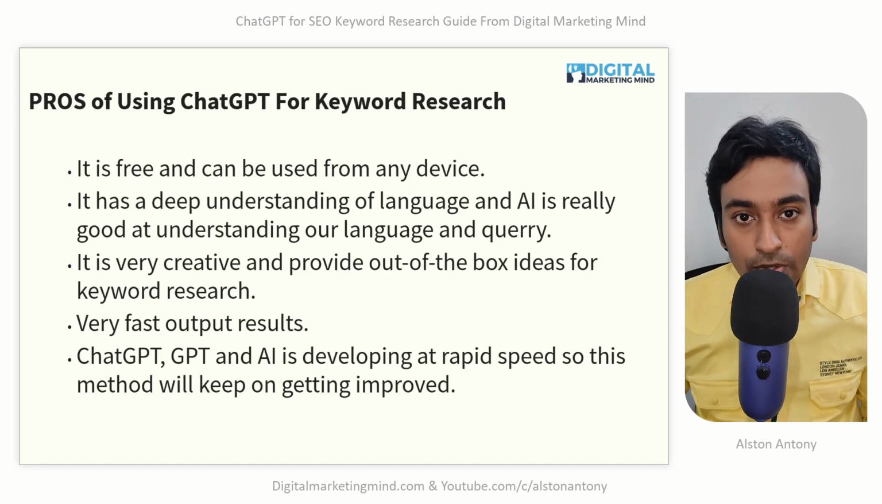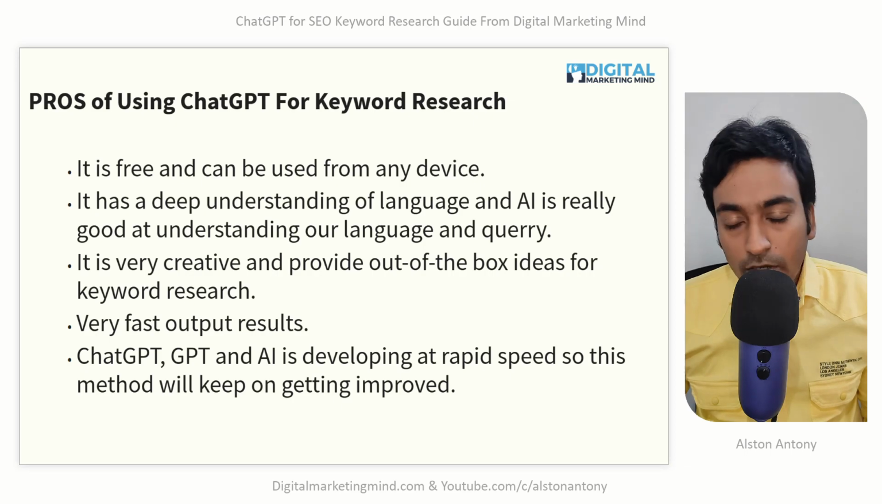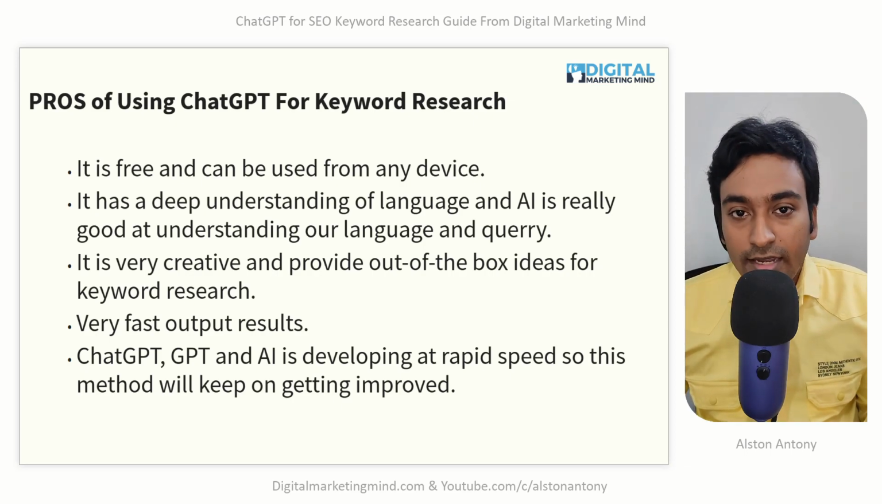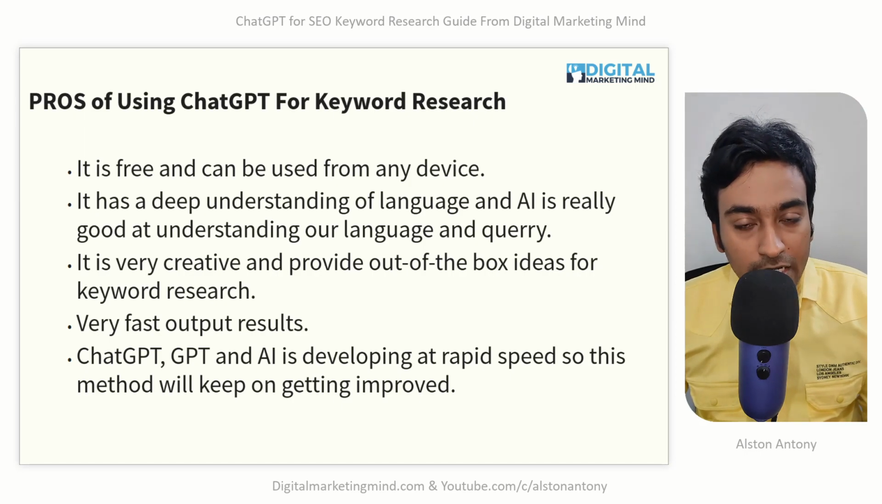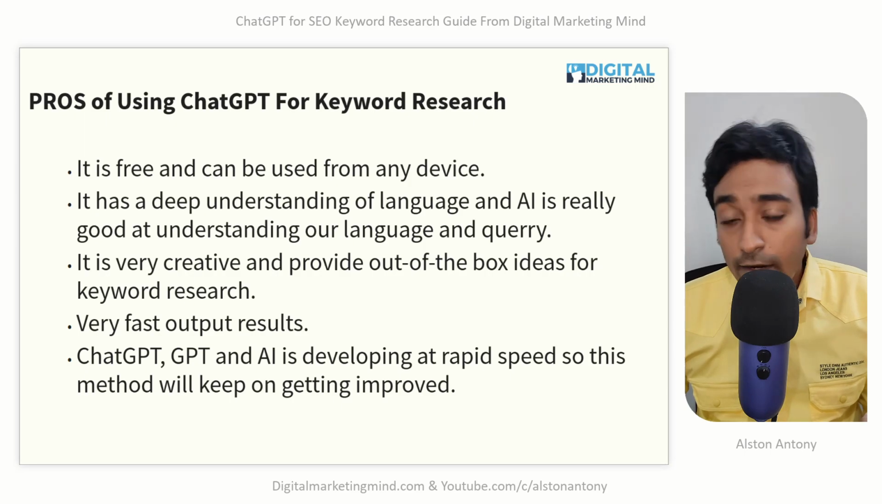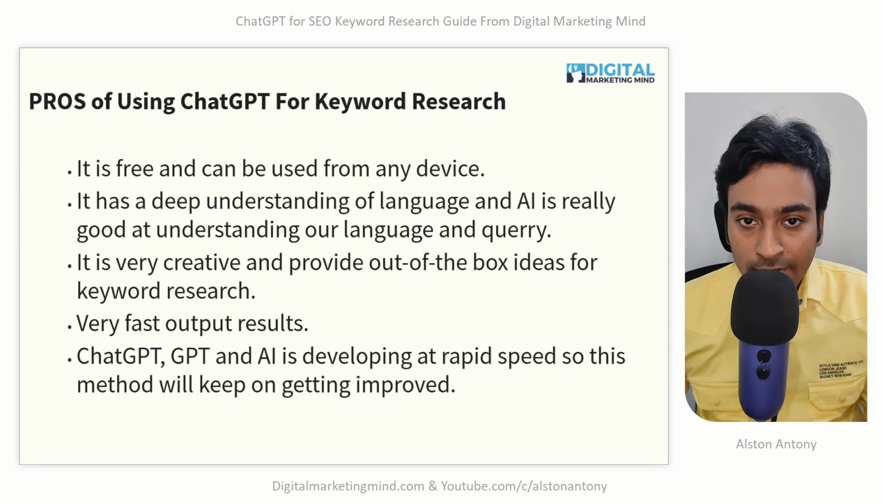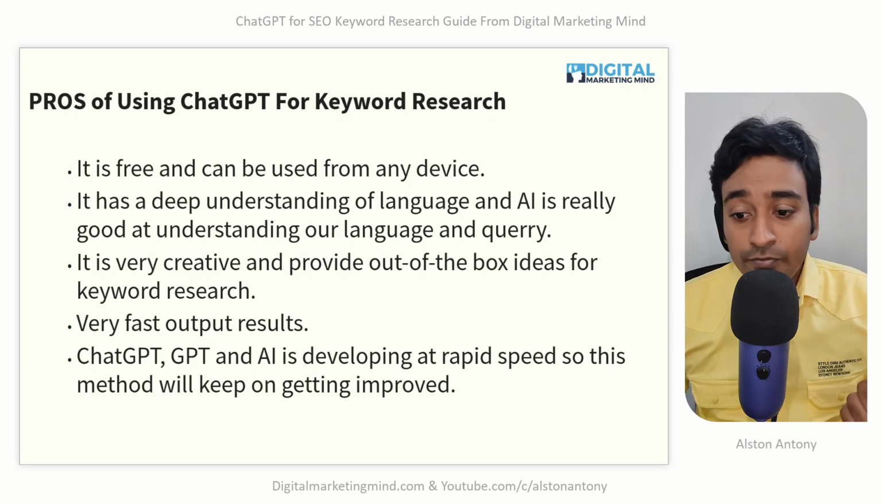Very fast output results. This is another big advantage, because the results are instantaneous. Some of the keyword research tools I use provide a lot of information, but sometimes the data gathering process itself takes a minute or so. But with ChatGPT, it is usually within 5 seconds that you get all the results you want. Only sometimes, when the load is really high or when they are doing maintenance, you might notice some load time. If you are concerned about it, you can always go with a Plus membership. Otherwise, you can use the free version, and it does provide fast results for you.